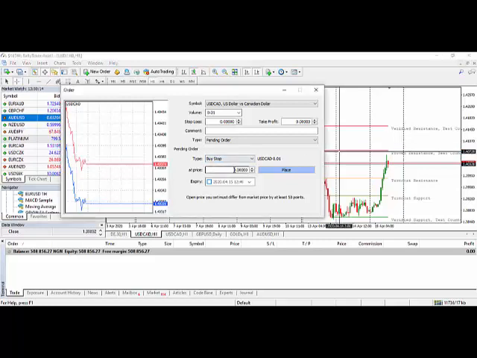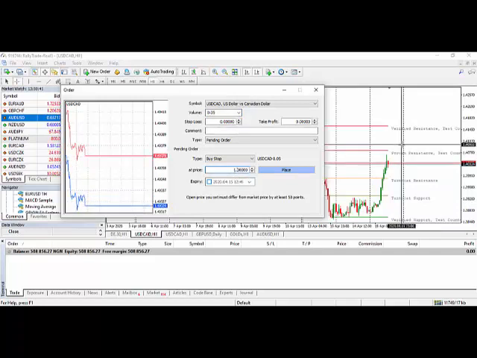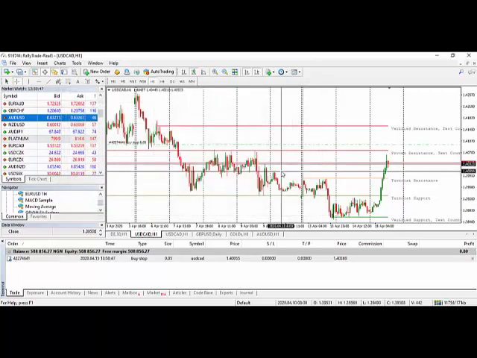1.40943. So we have our buy stop. We need to adjust the volume, minimum of 0.05, or we can go higher than that. 0.1, 0.05 is okay. Stop loss 1.40955. So we place that.